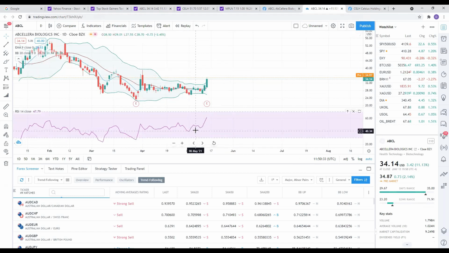I wouldn't buy this stock. Why? Because yes, we see a Bollinger bounce occurring right here. We see a price crossover occurring right here, but we missed the entry point. We were supposed to buy the stock at this point right here. We missed the entry point.